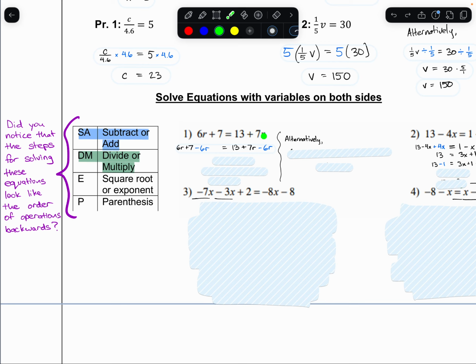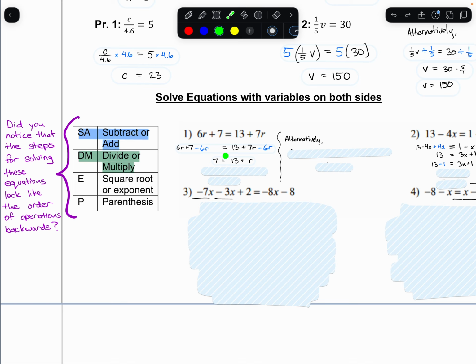Since I have a 6r on the left and a 7r on the right, I need to do the inverse operation to make sure that the r disappears on one side. I chose to subtract 6r from the left side because 6r minus 6r is going to be 0. And when I do that, there's no more r on the left side. I still need to combine my like terms on the right expression. So 7r minus 6r is just 1r, or r.